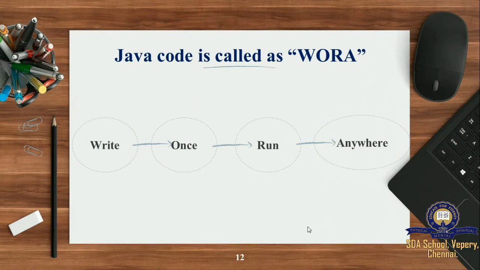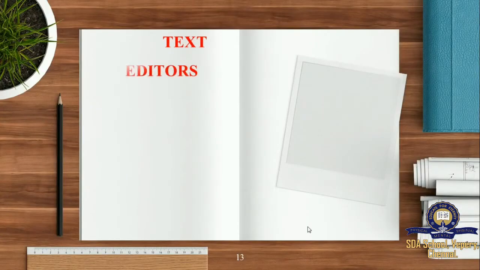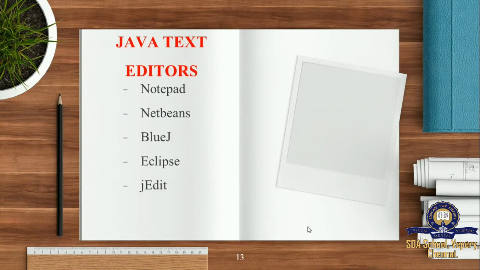Now we are going to see which text editors are useful for Java. Once you write the Java program, you can run it with the help of Java text editors. What is a text editor? It is where you can write the program. First, you can write it with the help of Notepad. Second, NetBeans, BlueJ, Eclipse, JEdit, JSource, and so on. You have so many editors.